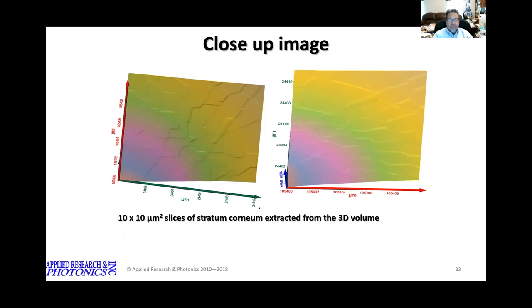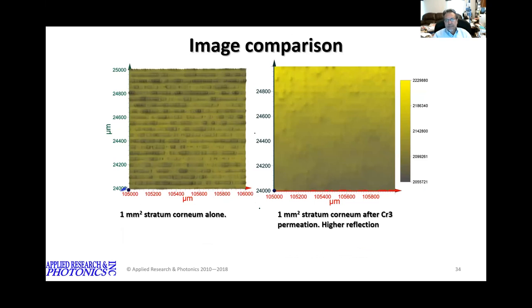So what we find is that, I don't have a scale here, this is a scale. On the left is the stratum corneum that was not treated with chromium. On the right is the chromium-treated stratum corneum, which reflects a lot more light. All the imaging is done in reflection. So it is reflecting more light because a lot of chromium has got stuck on the surface.